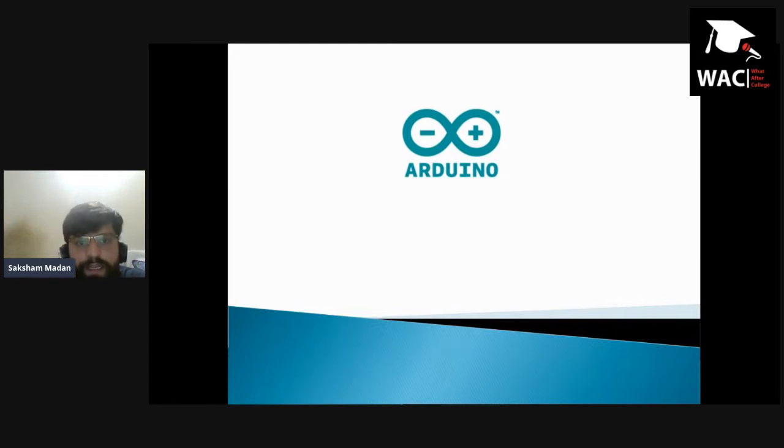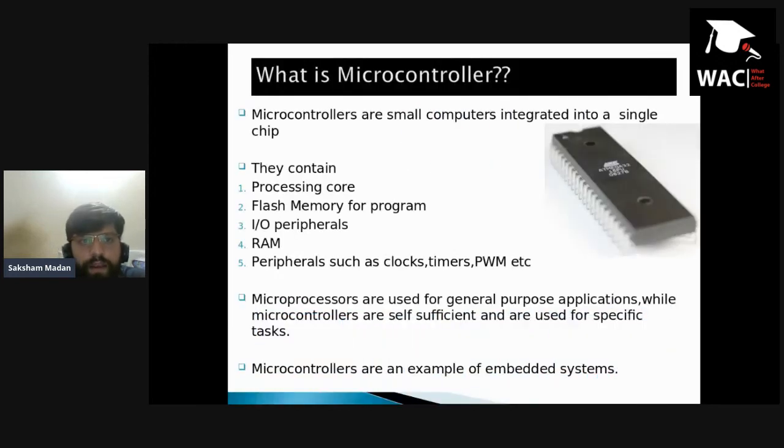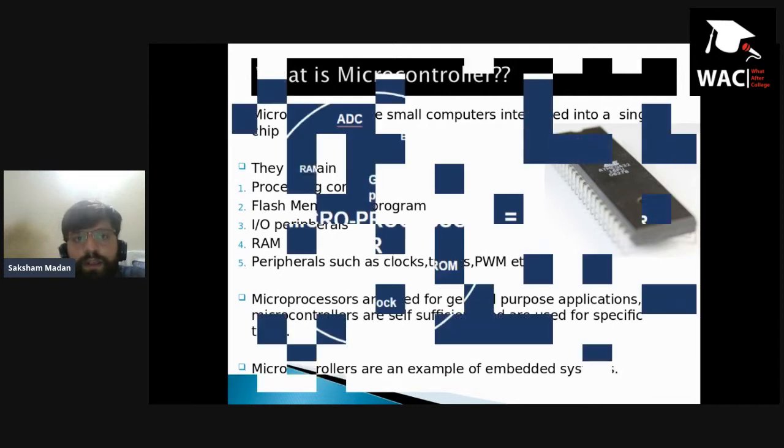So Arduino is basically a microcontroller based development board. So the first question is, what is a microcontroller? Microcontrollers are a small computer integrated on a single chip. They contain a processing core, flash memory, I/O peripherals, RAM, and peripherals such as clock, timer, PWM. I'll explain all this to you in a while. Microprocessors are used for general purpose applications, while microcontrollers are self-sufficient and used for specific tasks. Microcontrollers are an example of embedded systems.